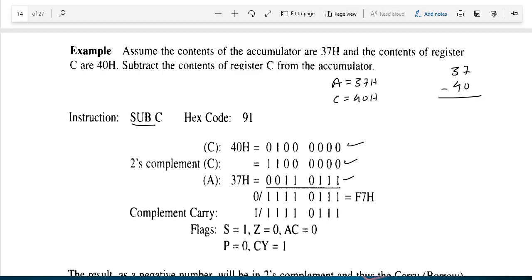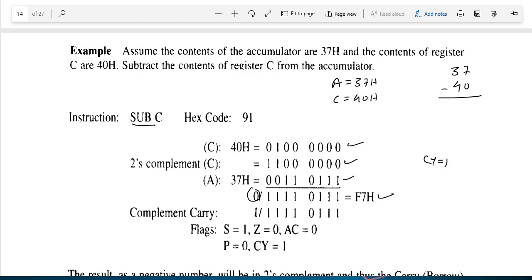0 0 1 1 0 1 1 0 1 1 0 0 0 0 1 1 0 1 1 1 0 1 1 0 1. So there is no carry flag. But whenever there is no carry flag, the processor will complement the carry flag. If it is 0, it will automatically complement to 1. So if you find carry flag equal to 1, it means that the number is negative.